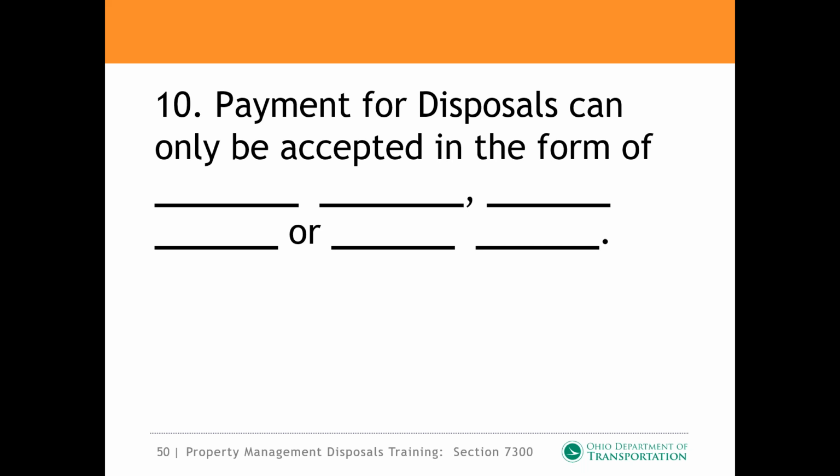Payments for disposals can be accepted in the form of. Certified check, someone put in. Yes, ma'am. Cashier's check, money order. Yes, those are the 3. We do not want cash. We do not want an ODOT person responsible for carrying around large sums of money. So we get certified checks, cashier's checks, or money orders.